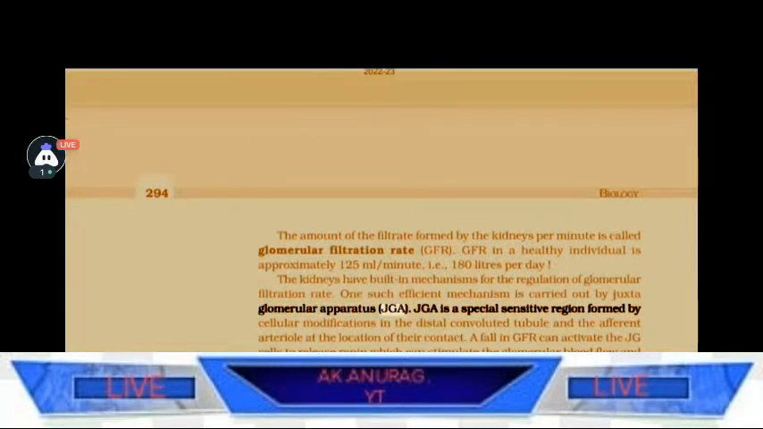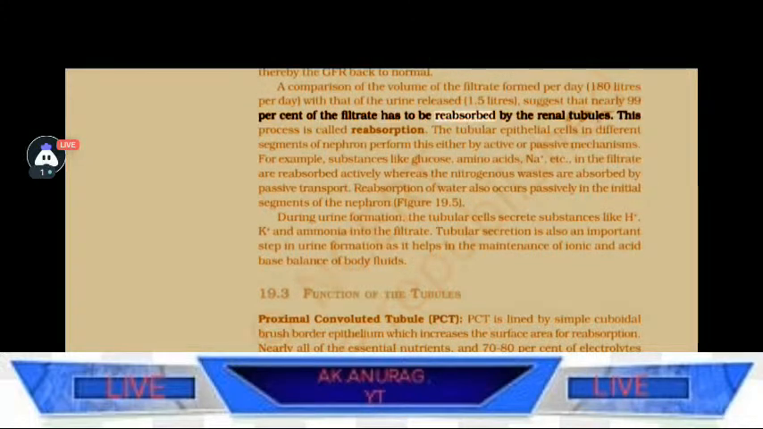Glomerulus, JGA. JGA is a special sensitive region formed by cellular modifications in the distal convoluted tubule and the afferent arteriole at the location of their contact. A fall in GFR can activate the JG cells to release renin, which can stimulate the glomerular blood flow and thereby the GFR. Filtrate has to be reabsorbed by the renal tubules. This process is called reabsorption.